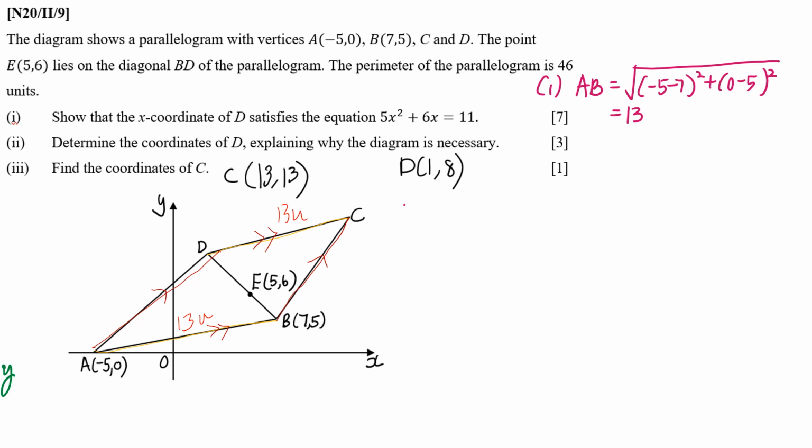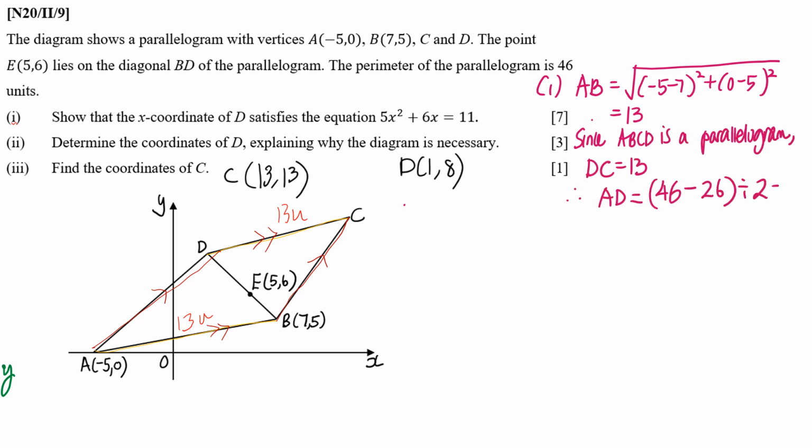Then from there, I'm able to find the length AD, which is basically 46 minus 13 times 2, divided by 2. Why divide by 2? Because whatever remaining after you take 46 minus 13 times 2 is the total length for AD and BC. So you need to divide by 2 to find AD. Alright, so AD is 10 units.